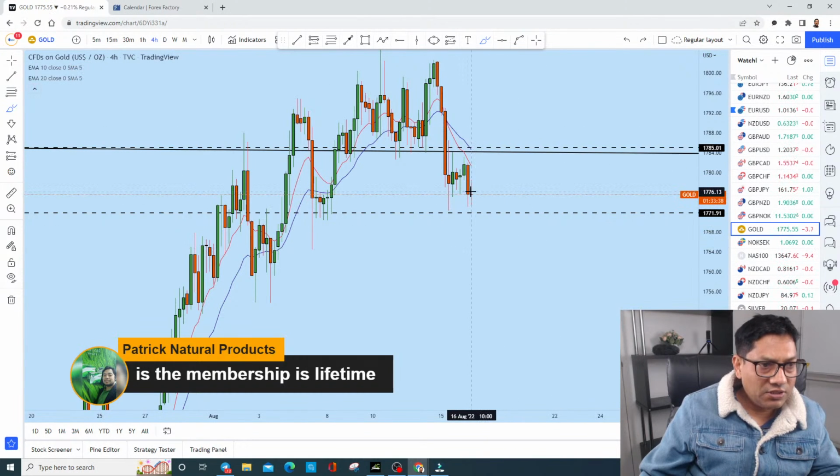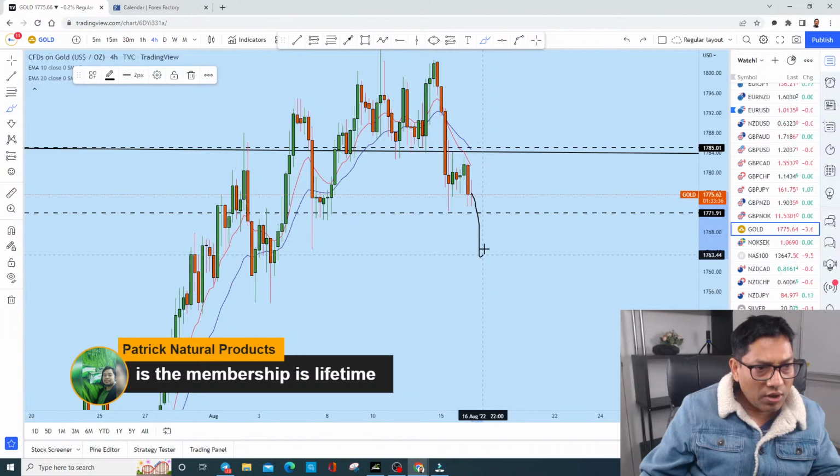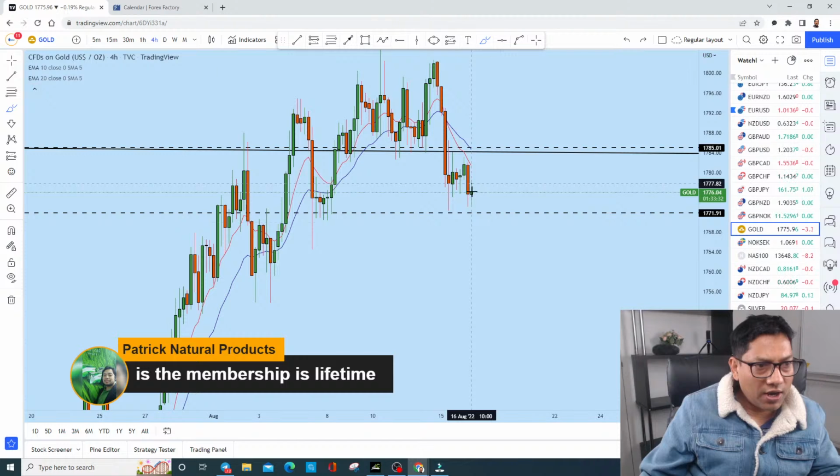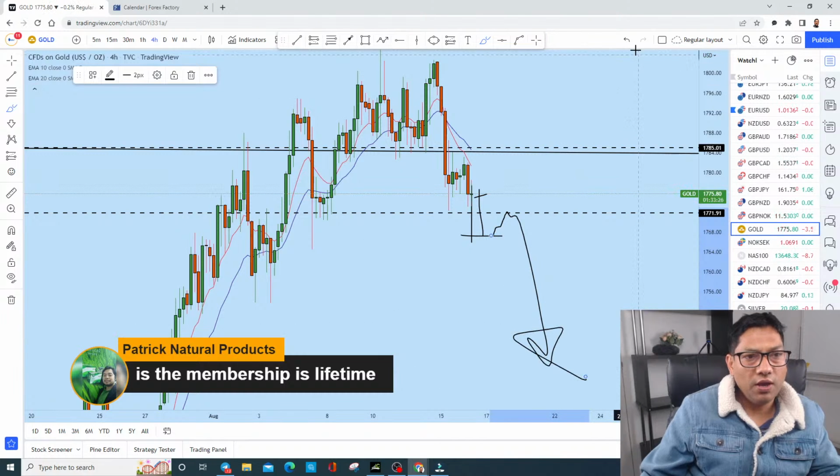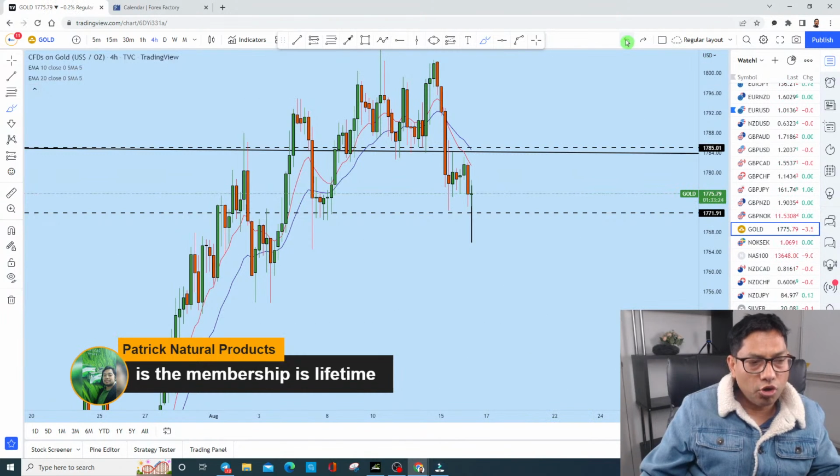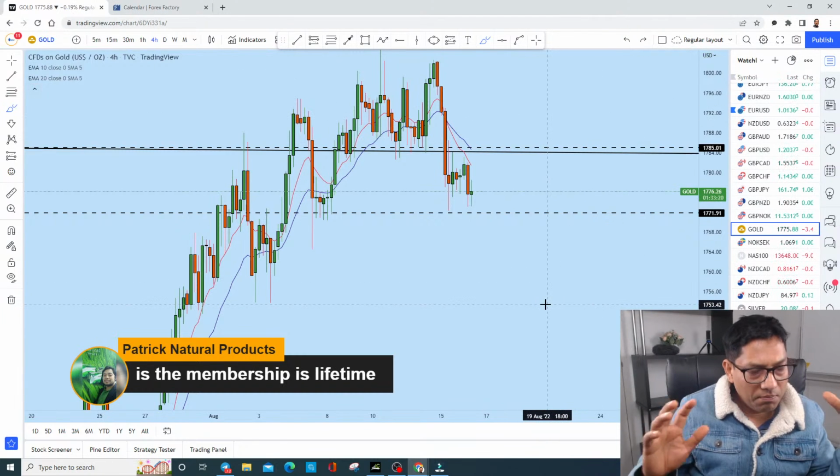In that case, we need to see a strong breakdown followed by a slow retracement. Let's say a stronger candle and then smaller candles, that is a sign of another drop. So look for possible trading opportunities. Let's see what happens. Be patient.